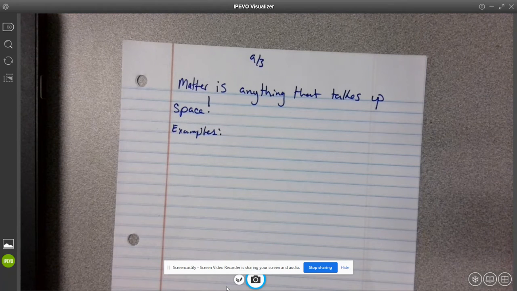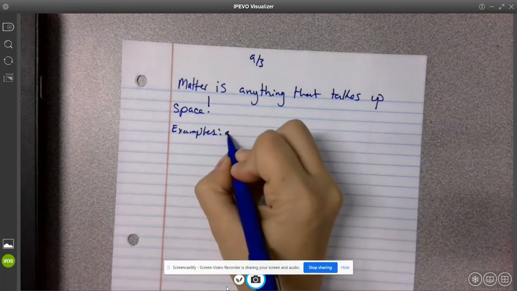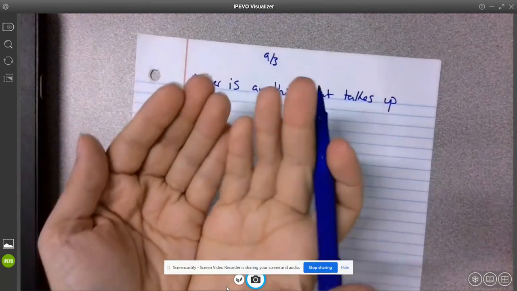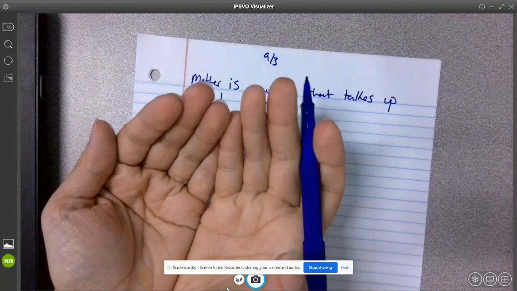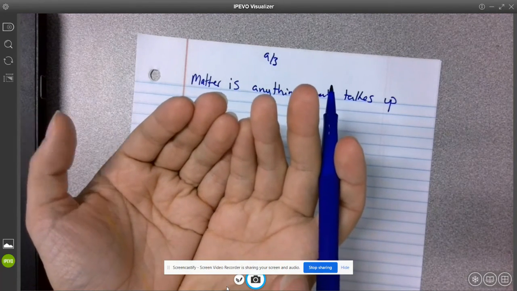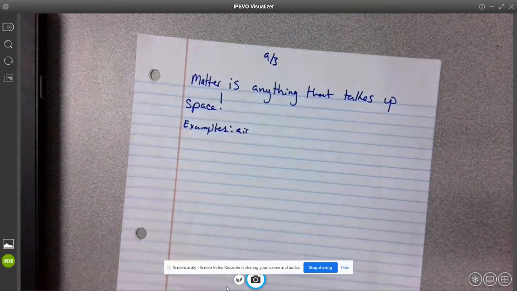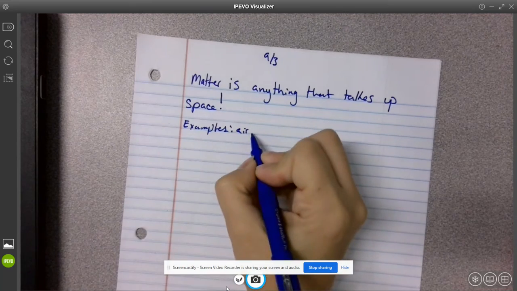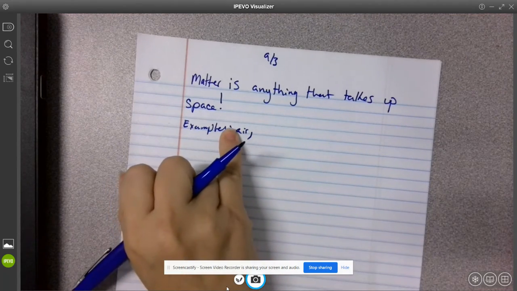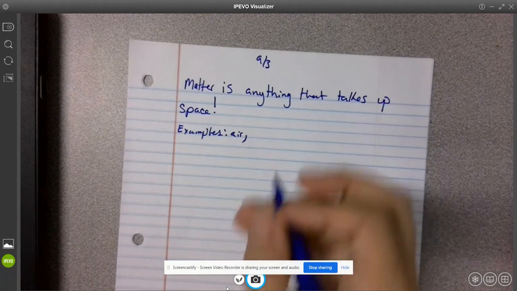So matter is anything that takes up space. Air is invisible. If I look at what I'm holding in my hands, most people will say I'm holding nothing, but in fact I am holding air. Air has little different atoms. We know air is made out of nitrogen, oxygen, carbon dioxide. There's some other pollutants that are around, but air is full of tiny little particles.